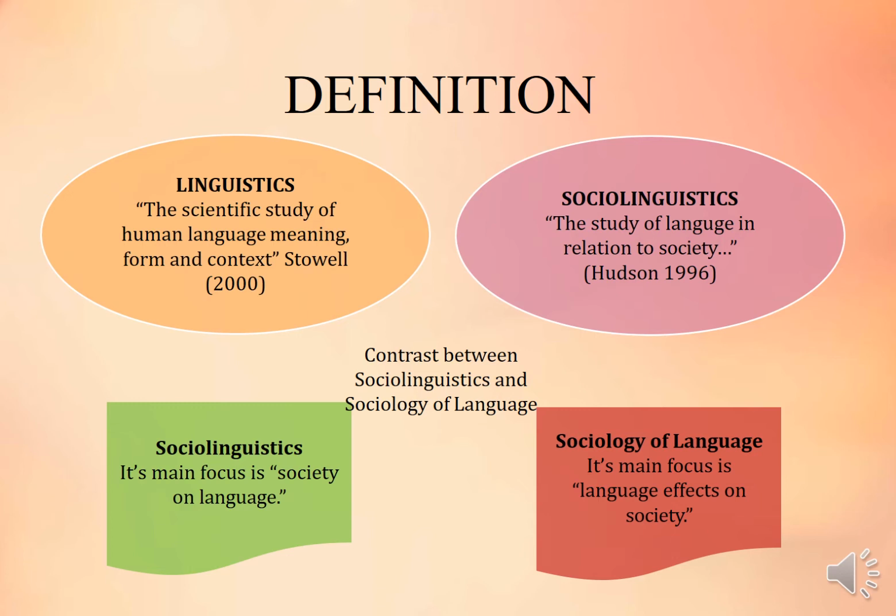Sociolinguistics puts its focus on society and its use of language, while sociology of language puts its focus on language and its effects on society. In sociolinguistics, we never put our focus on the effect of language on society. But in sociology of language, we try to find out all the effects, causes, and reasons that are associated with society due to the learning and implementation of language.